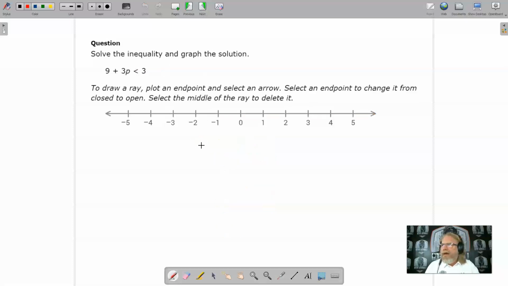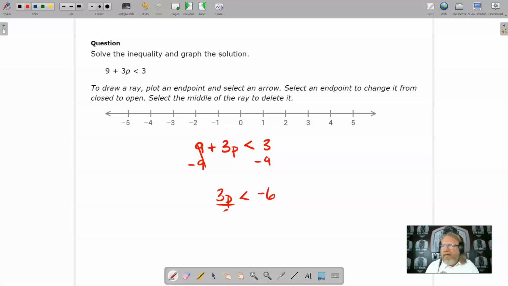Here we have 9 plus 3, and that's tied to the variable p by multiplication, is less than 3. So let's go ahead and subtract 9 to get rid of that 9. What we do to one side, we're going to do to the other. And the 9's cancel each other out, leaving us with 3p is less than. 3 minus 9 is negative 6.